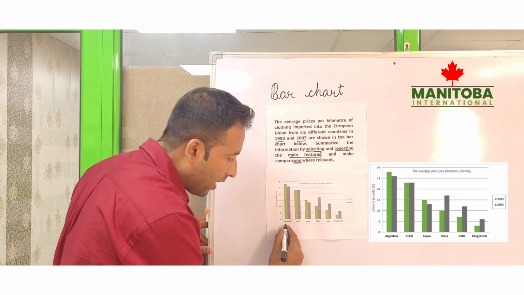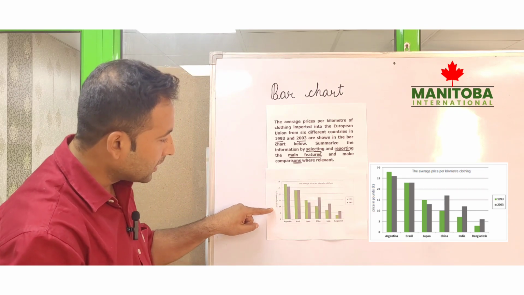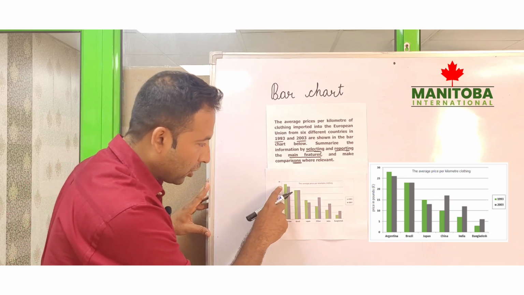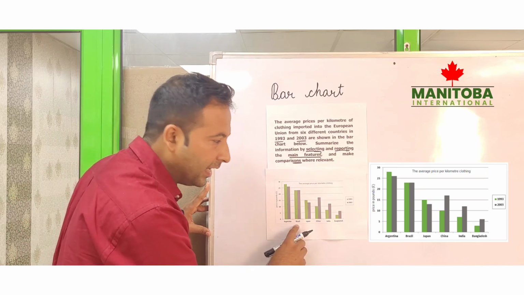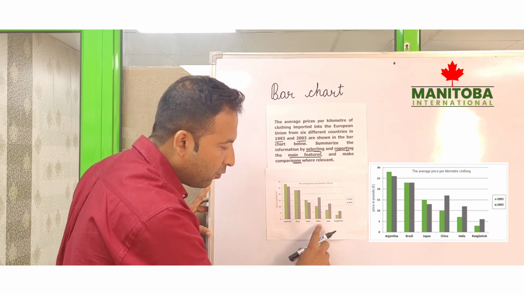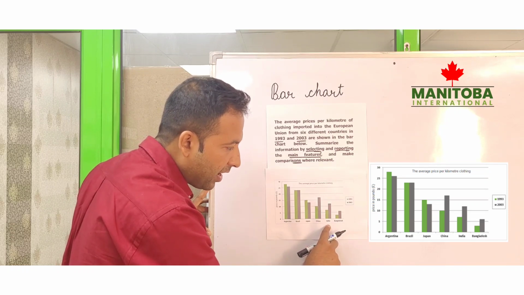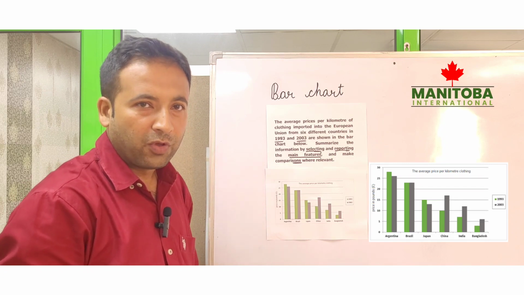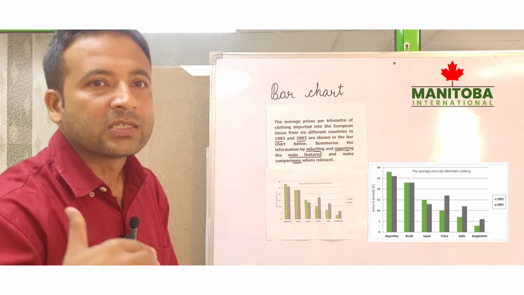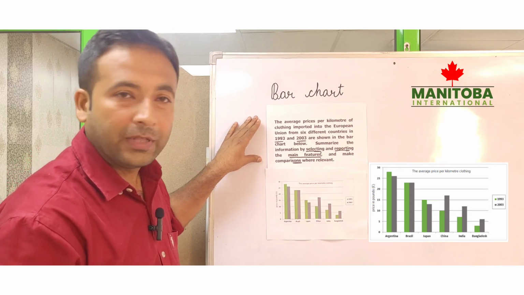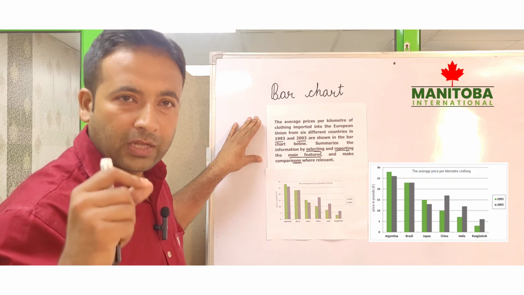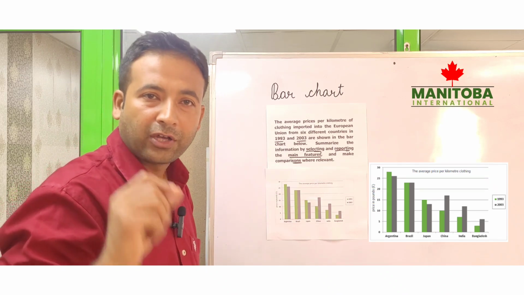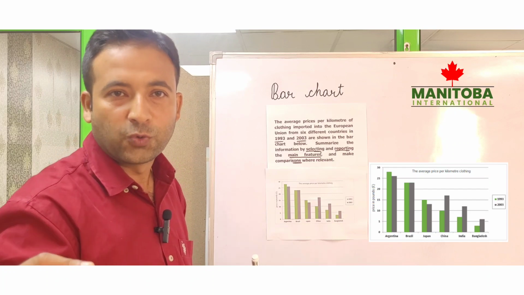First country we have Argentina. Prices in pounds. That is the top one. Then we have Brazil. Then we have Japan. We have China. We have India. We have Bangladesh. In case of introduction, we will rephrase it. We will use the synonyms. We will not copy the same words. If you copy the same words, in that case, there will be deduction in the lexical resource.